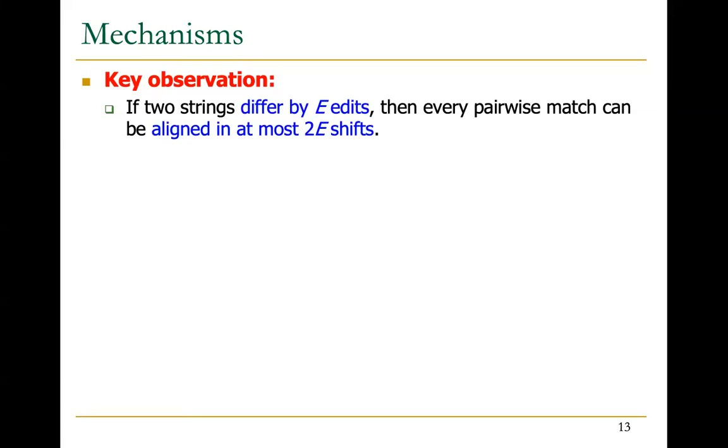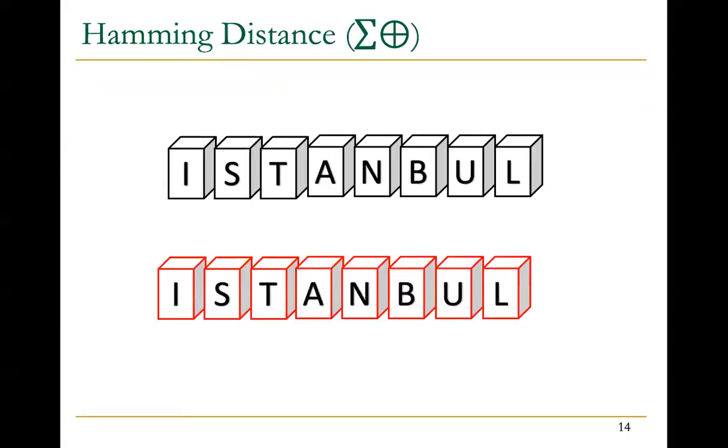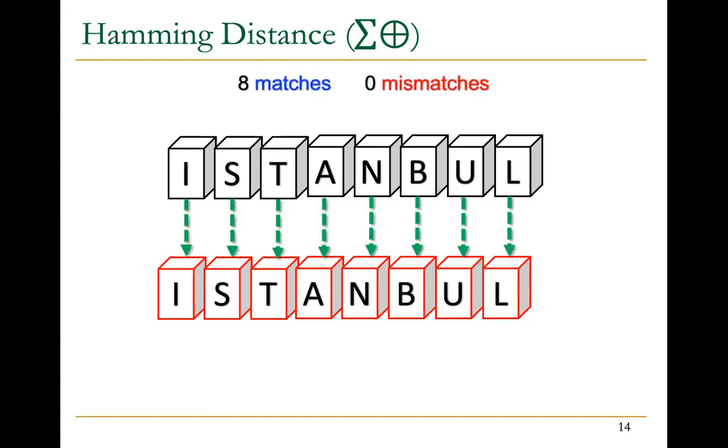Okay, now what does it mean to have 2E shifts that are enough to find any pairwise match? This is the example I mentioned. Imagine we have two exact match words, exactly the same, Istanbul and Istanbul. We would like to match them together, just compare all characters or all pairwise characters. Then you have 8 matches, right? And there we have no mismatch.